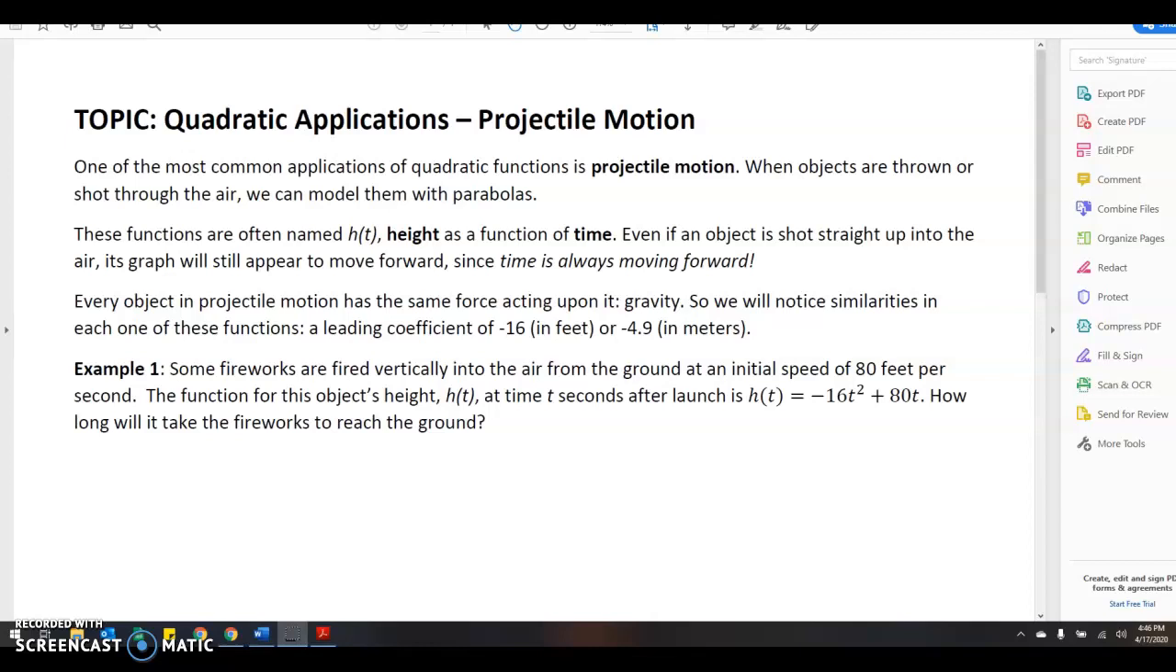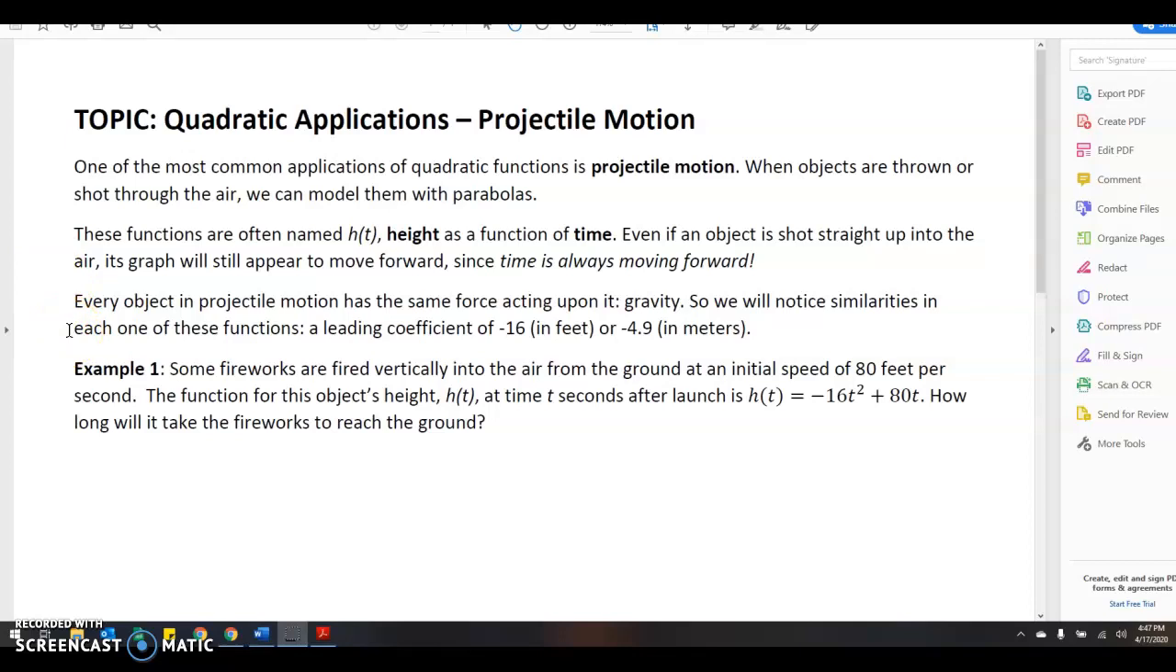And so something that you're going to want to know is that even if an object is shot perfectly straight up into the air, when we graph it, it's going to still look like a parabola because our x-axis represents time. It measures time, and time is always moving forward. Even right now, as I'm watching the ticker on my video counter move, I'm watching time move forward. And so when we graph it, we'll still see those parabolas that we're used to seeing.